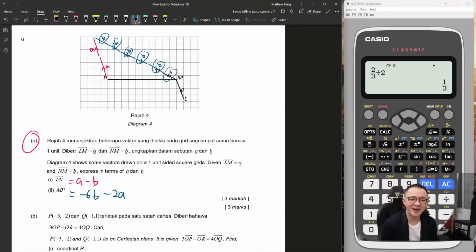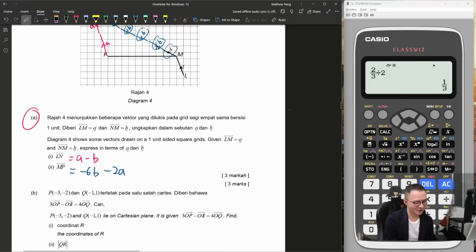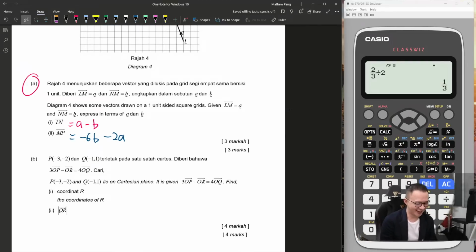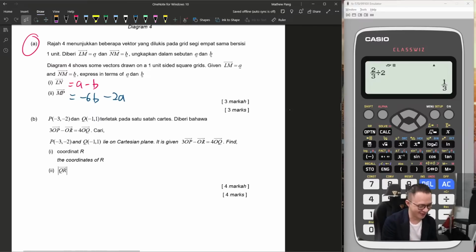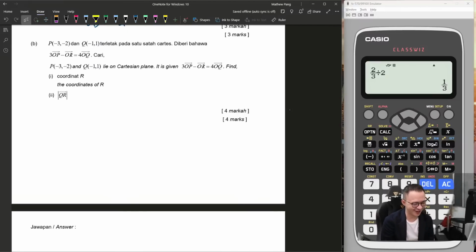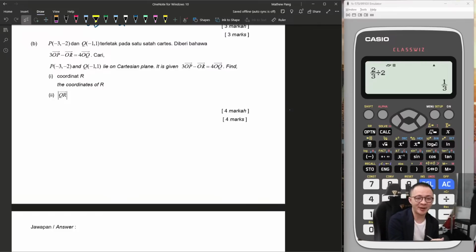Compare IJ. Okay, so you all can just try to figure it out. We'll just use the most stupid way to do that question. Alright, then we go to part B.